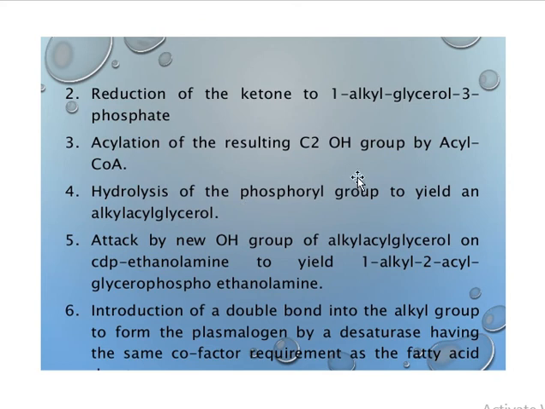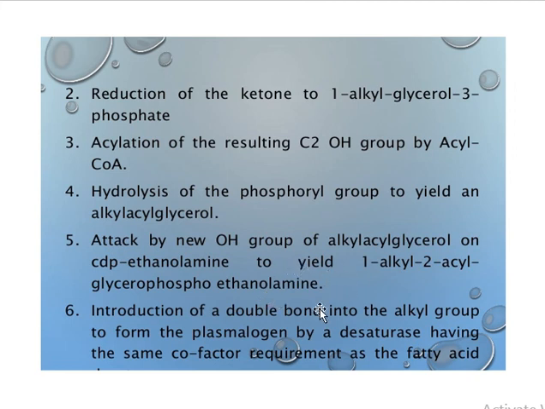This alkyl acyl glycerol is the compound from which the ethanolamine containing plasmalogens or the platelet activating factors are produced. For the synthesis of ethanolamine containing plasmalogens, this alkyl acyl glycerol reacts with CDP ethanolamine to form the 1-alkyl 2-acyl glycerophosphoethanolamine.